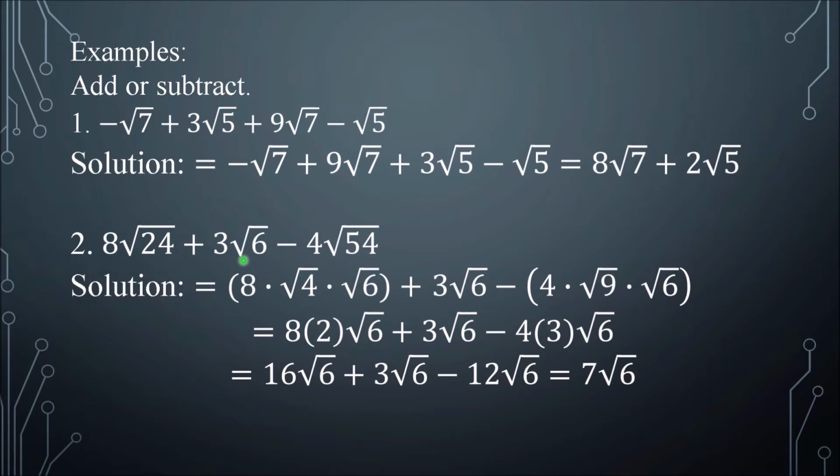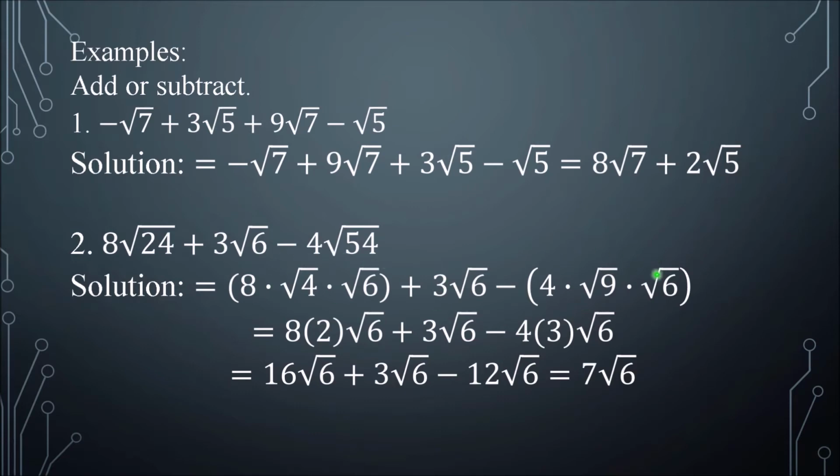And then 3 square root of 6, and then 4 square root of 54. Square root of 54 is square root of 9 times square root of 6. Why square root of 9? Because 9 is a perfect square factor of 54.